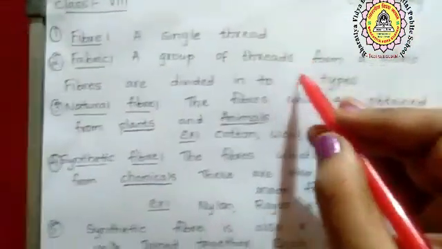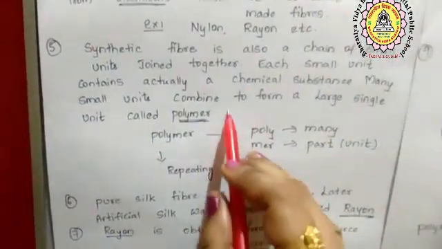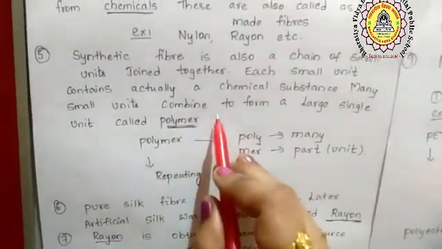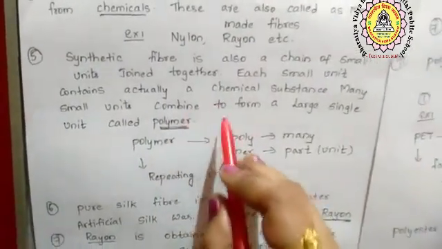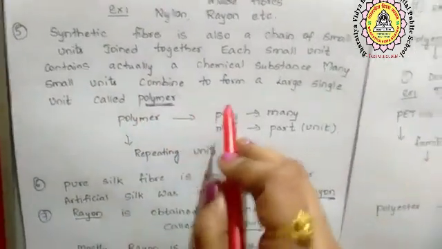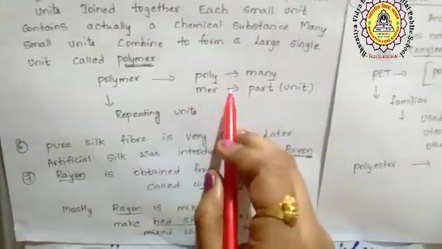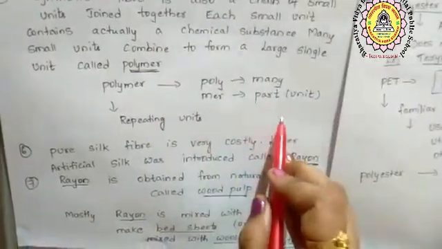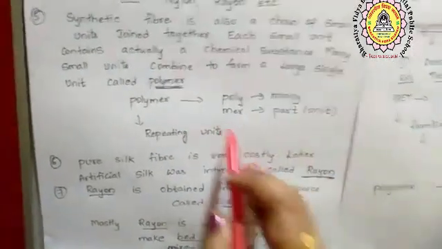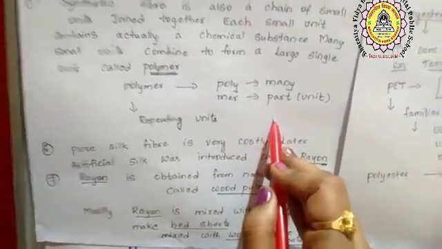In the same way, we have learned that fabric means a group of threads. Similarly, in the polymer, repeated small units combine to form a large single unit called a polymer. What is meant by polymer? Poly means many, mer means part or a unit. When we have a number of repeated units, we call it a polymer.